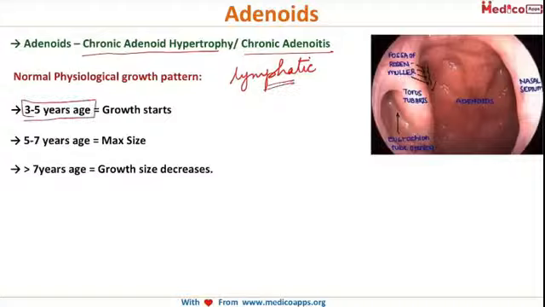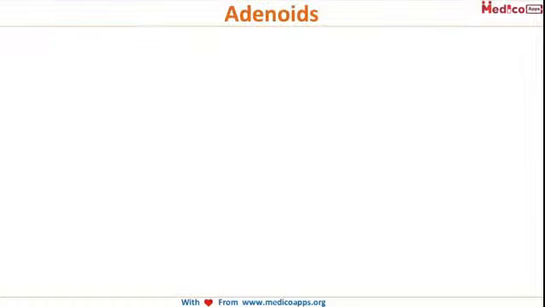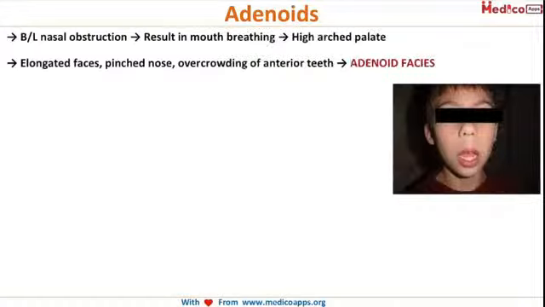The growth starts at the age of around 3 to 5 years, and these adenoids reach their maximum size by 5 to 7 years, okay? After 7 years, the growth in size decreases. So the maximum size is attained by the age of 5 to 7 years. So what happens when there is a pathology with these adenoids? The patient is going to present with bilateral nasal obstruction resulting in mouth breathing.